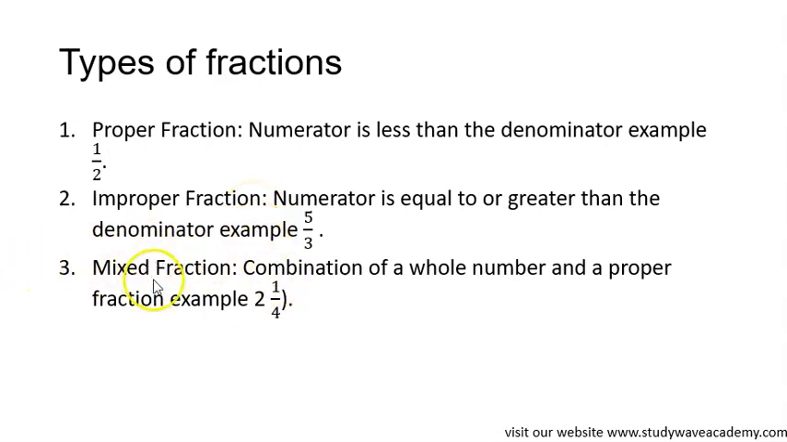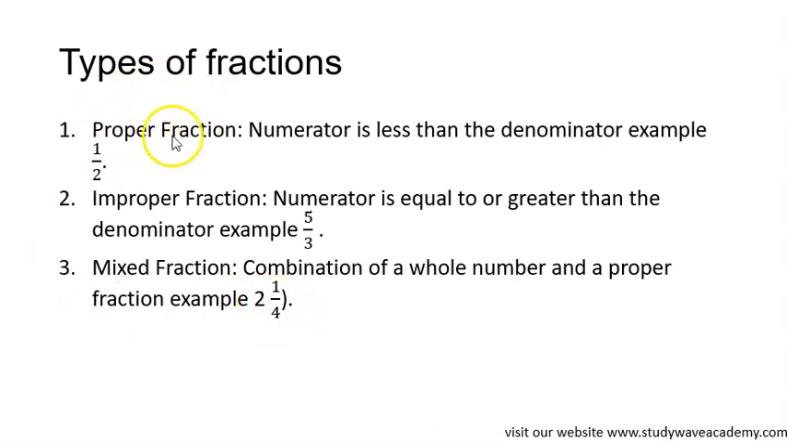Then we have the mixed fraction. The mixed fraction is a combination of a whole number and a proper fraction. For example, 2 and 1/4. 2 is the whole number and this is the proper fraction. Remember, in a proper fraction, the numerator is less than the denominator, 1/4, okay? So we have here 2 and 1/4. So this is a mixed fraction, okay?